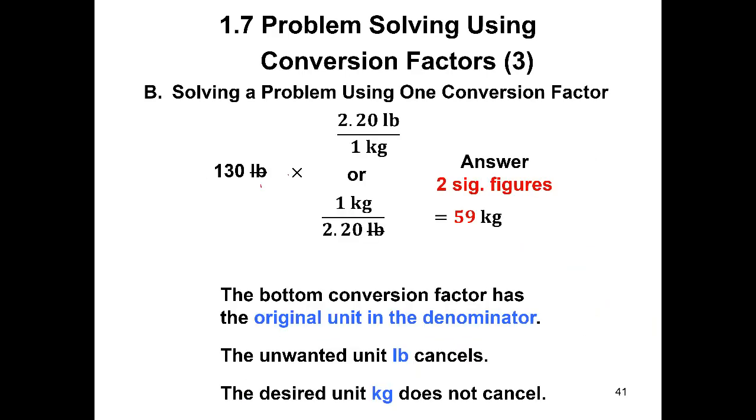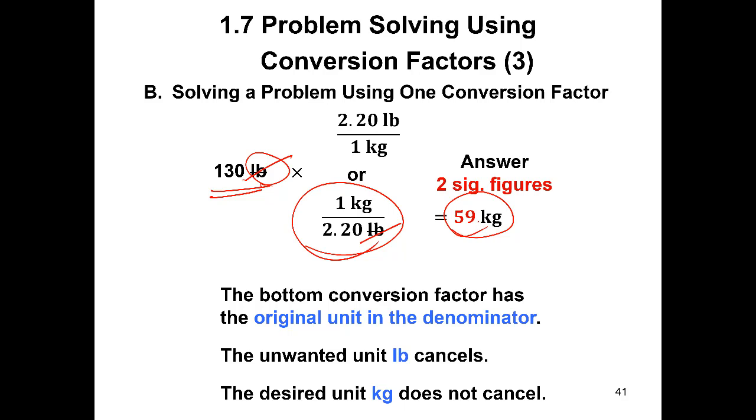So since I have pounds, as I said, I'm going to have to use this form because that will cancel pounds and leave me the kilograms. Since my original number has two significant figures because there is no decimal, so the 1 and the 3 are significant. It's 130 pounds times 1 kilogram over 2.2 pounds. The answer is 59 kilograms in two significant figures.